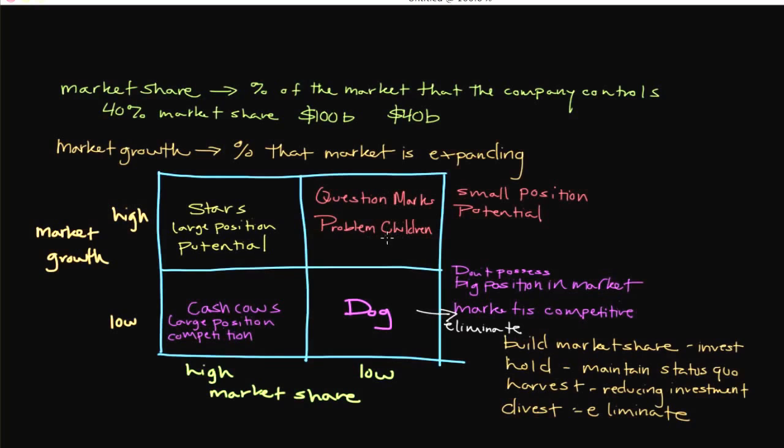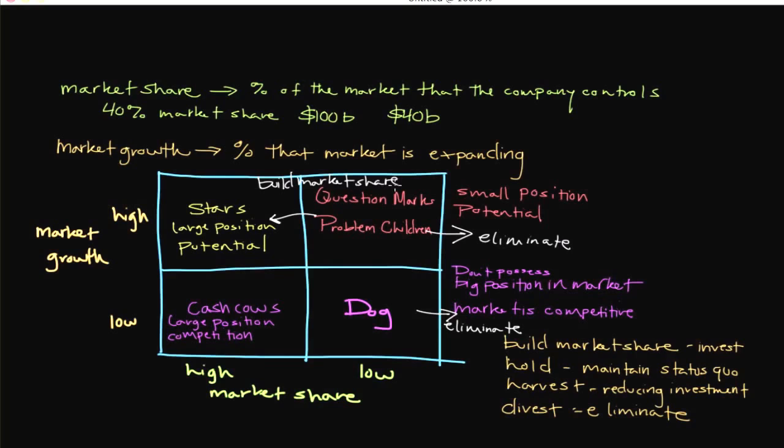Now, the problem, though, is the question marks and the problem children. Now, technically, we can eliminate these, right? We can go ahead and divest from our position. But truthfully, you don't know if they're going to be profitable. You don't know if they can turn into stars, and that's what the goal is, to get your question marks or problem children into stars. And so to do that, you're going to maintain or build market share. So you have two options, really. Either you put a little investment into them to figure out if they can potentially be a star, or you get rid of them so you can use your financial resources to put towards something else.